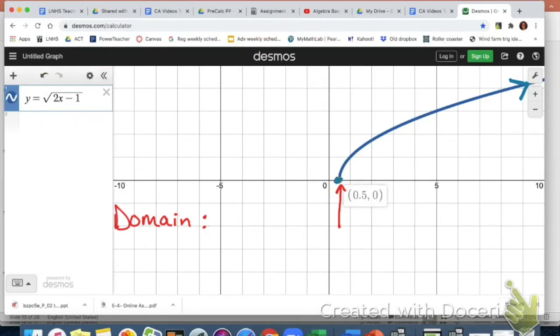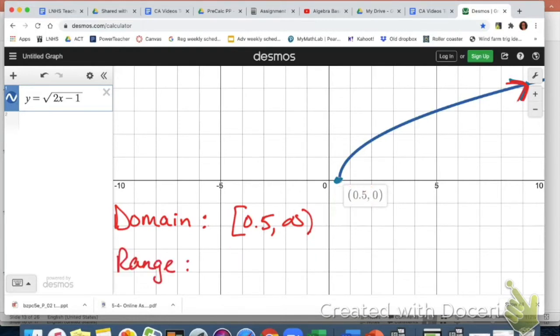So the farthest point on the left is at 0.5. And then this graph goes forever to the right, so it's going to infinity. So my domain is 0.5 to infinity. Once again, I put brackets around my 0.5 because it includes 0.5. And then you always put parentheses around infinity because you can never actually reach or include infinity.